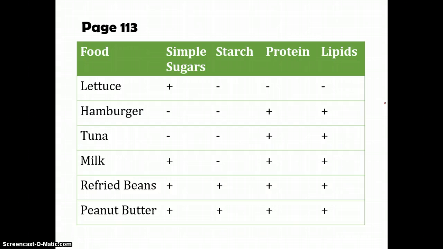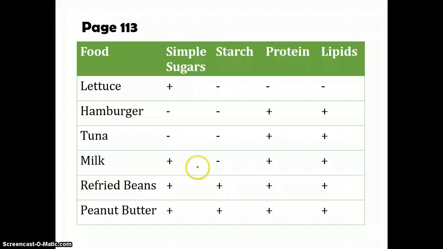So the first question in the comprehension check, and again, please be sure to work through these first before listening to this video. The first question on page 113 asks: list all the foods that were tested that contained all three of the following: carbohydrates, proteins, and lipids. Those three foods are actually the last three listed here. Refried beans and peanut butter tested positive for everything.